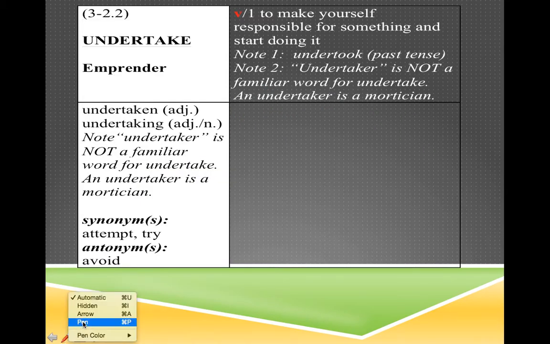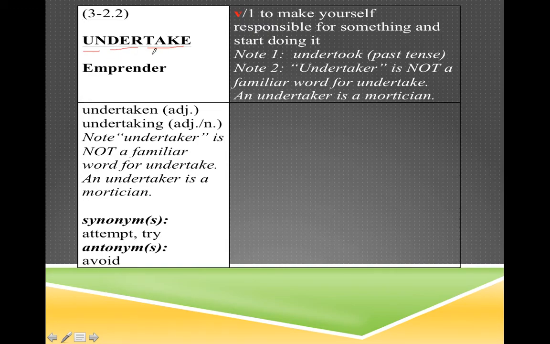Let's get a red pen. Undertake. How many syllables does undertake have? Let's see if you can find them. Undertake. If you said 3, you're correct. Undertake has 3 syllables. Undertake. Once more, undertake.